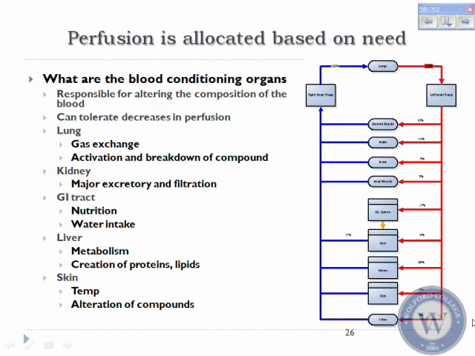What are the blood conditioning organs? These are responsible for altering the composition of blood. They can tolerate decreases in perfusion. Things like the lung have a significant amount of capacitance in them. Only about 1/3 of the lung actually has blood in it at any one time, okay, when at rest. But at very high cardiac output states, the lung will fill up with a considerable amount of volume. So you have a 2/3 reserve volume that you can accept.